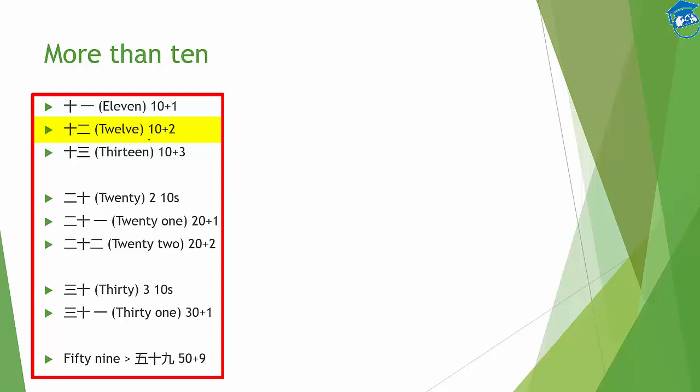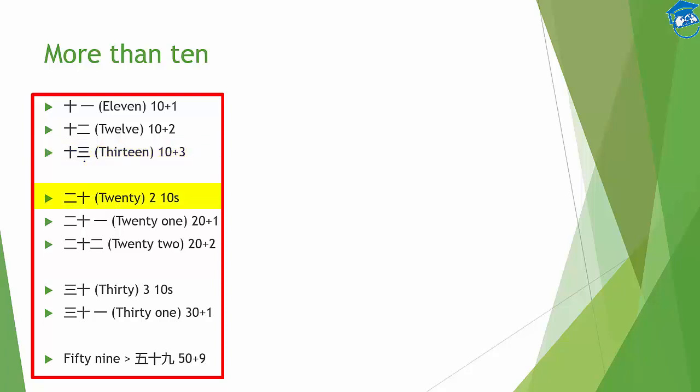As you can see here, it's just 10 plus 2, so it becomes 12. The same goes for 13. It's just 10 plus 3, so 13. You can imagine from here, 10 and 4 is 14. And then the rest, 15, 16, 17, 18, 19. Okay, so that's 11 to 19.